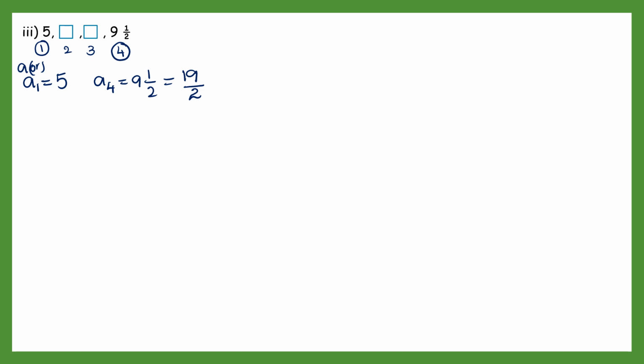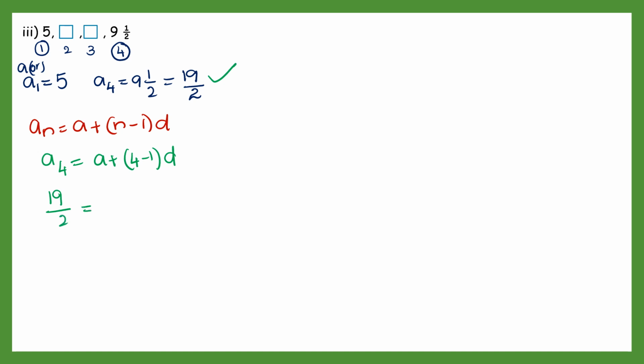Now, how can we solve the problem? How can we find the second term and third term? We know the formula for the nth term. An is equal to a plus n minus 1 into d. Now, we know the fourth term. So, a4 is equal to a plus 4 minus 1 into d. A4 is what? 19 by 2. Let's substitute that. 19 by 2 is equal to A is what? First term. We already know that. So let's substitute that. 5 plus 4 minus 1 is 3, 3D.